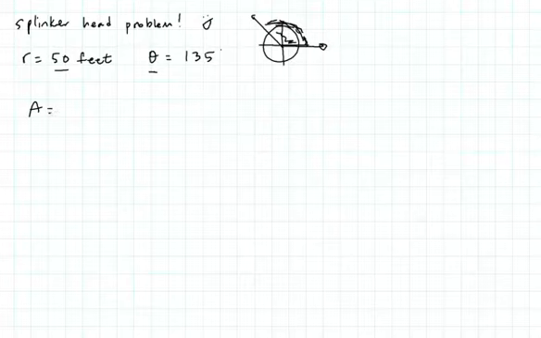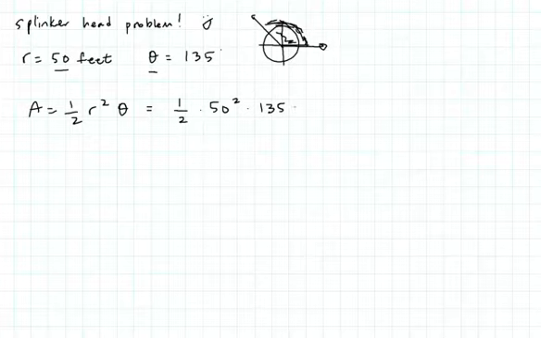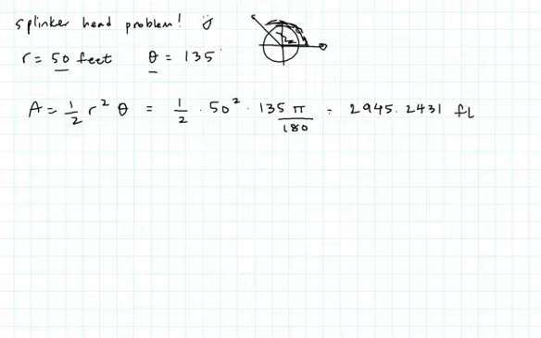Area of a sector is 1/2 the radius squared theta. The thing is, the theta has to be in radians. So we'll go 1/2 50 squared times 135 degrees. But by attaching the conversion pi over 180, we now have that 135 in radians. You'll type that into your calculator, and you'll end up with 2,945.2431 square feet. I like that problem too.